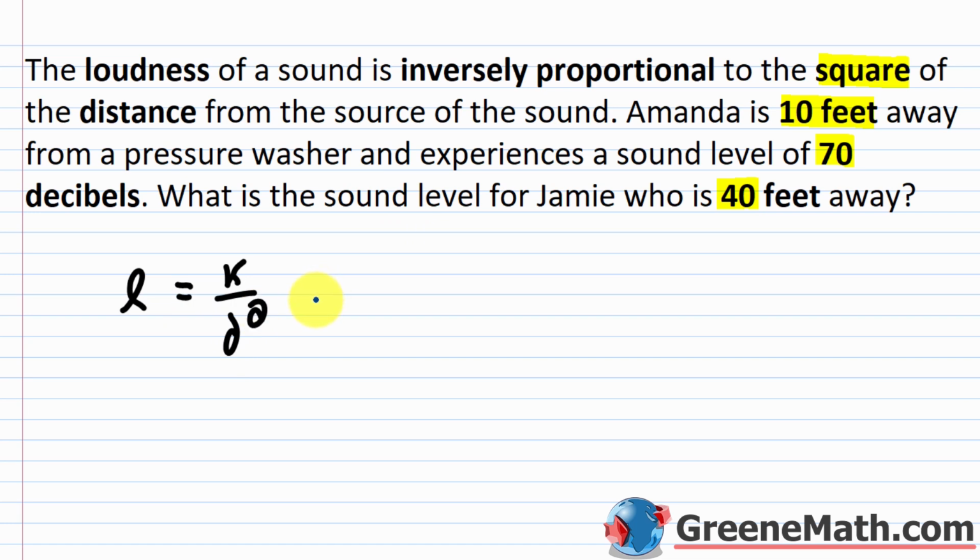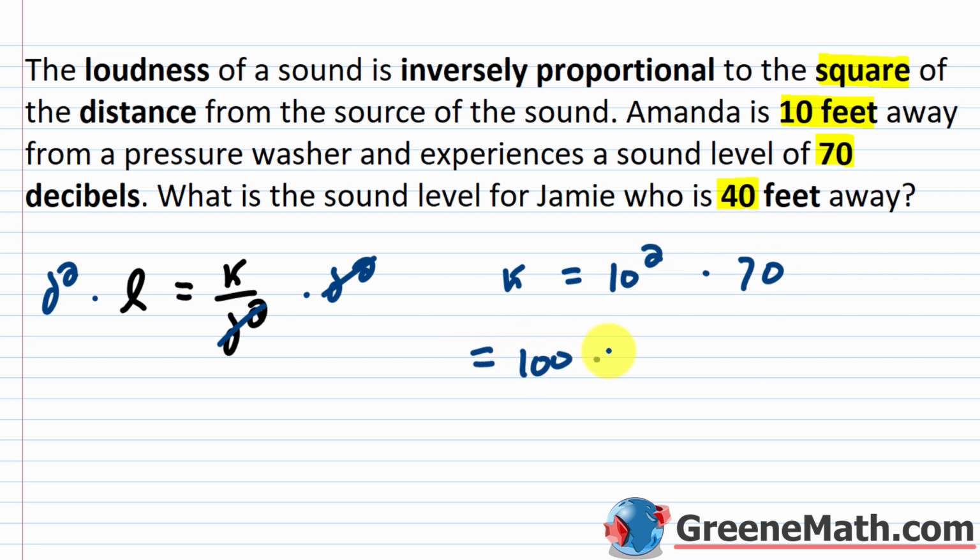Let me actually make this easier and multiply both sides by d squared. So that would cancel this with this, and you would have that your k, your constant of variation, is equal to d squared times your L. Then for the distance, Amanda is 10 feet away. Don't forget to square that, so it's going to be 10 squared. For the loudness, measured in decibels, it says the sound level is 70 decibels, so this is going to be 70 right here. You don't need a calculator for this, although you could use one. We know 10 squared is 100, so k equals 100 times 70.